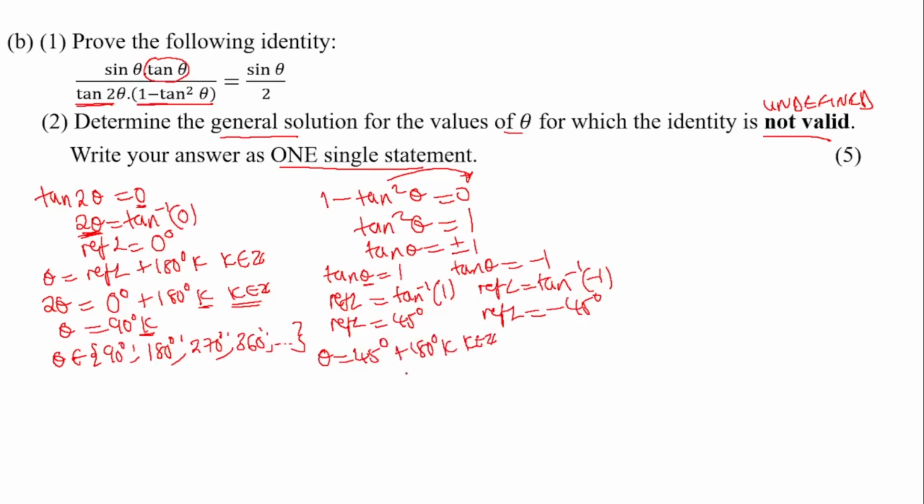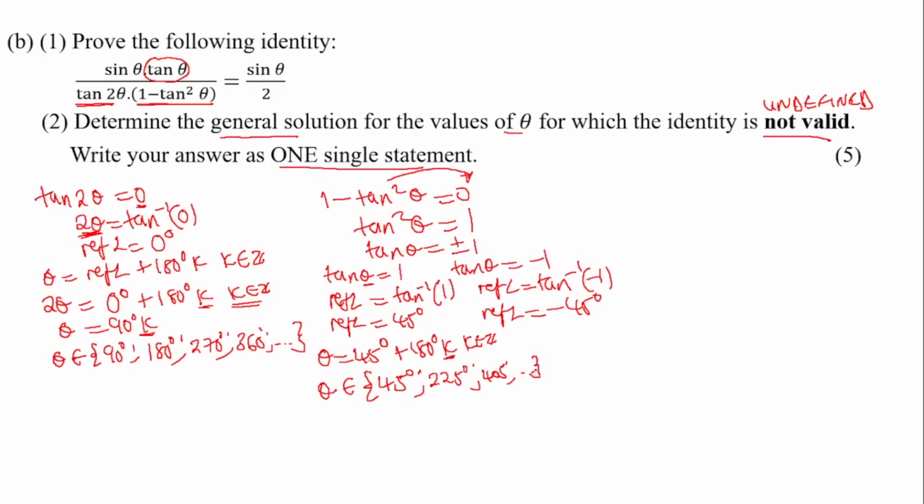We can substitute again, maybe 1, 2, 3, and 4, and see what we get. So theta will be equal to, let's start with 0. If you substitute 0, we're going to get 45 degrees here. If you substitute 1, it's going to be 180 plus 45, which is 225. If you substitute 2, it's going to be 360 plus 45, 405.